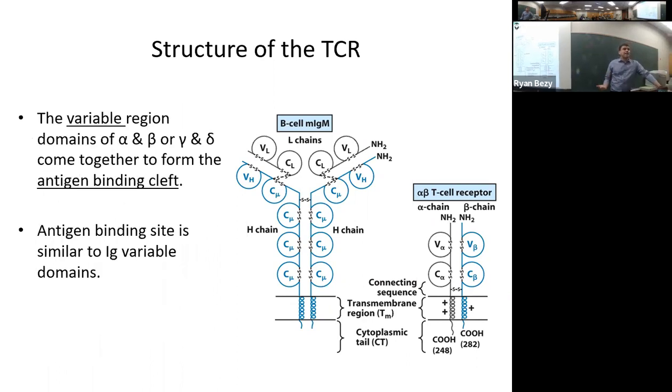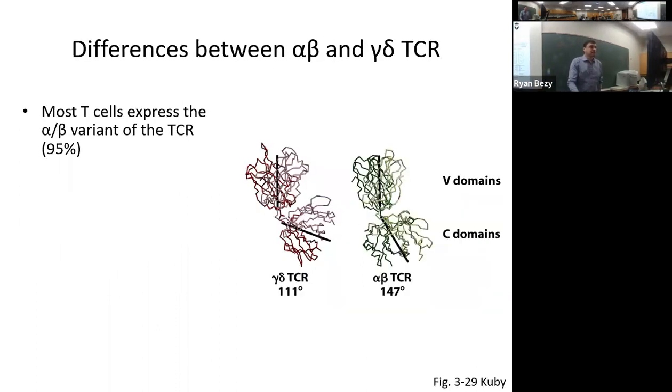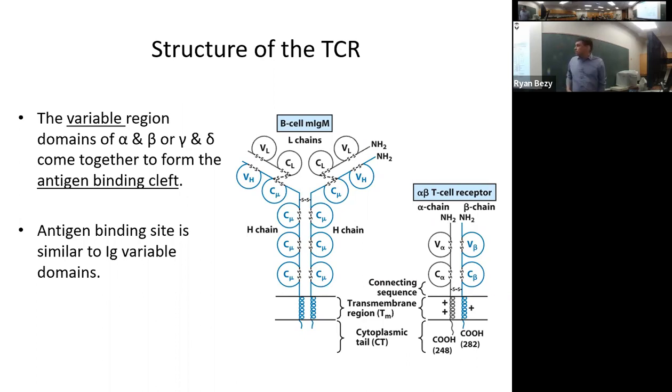Okay. The variable domains of either alpha beta or also the gamma delta T cell receptors are very similar. They come together, variable alpha, variable beta, to make the antigen binding cleft. So it's this part, the variable domain, that recognizes antigens. And it's very, very similar to the variable domains from antibodies that we just talked about. In fact, pretty identical, but we'll get to that here in a second. And so those are the antigen binding sites.